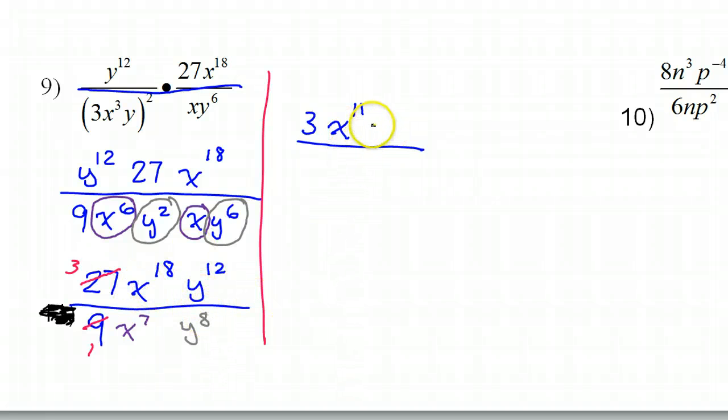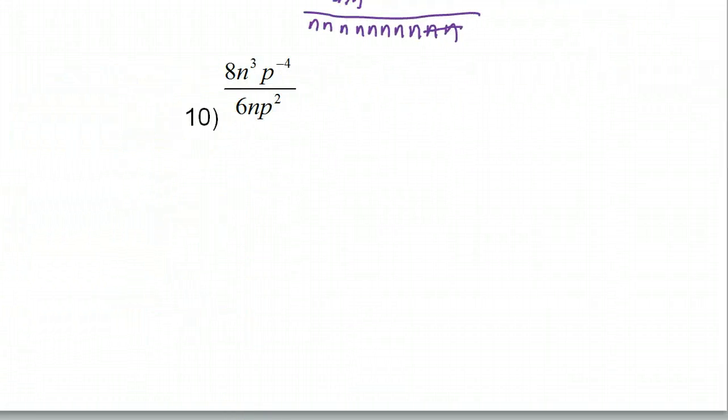Similarly with the y's, I'm going to have y to the 4th power in the top. Again, picture 12 y's and 8 y's. These 8 y's are going to cancel out 8 of these y's, leaving behind 4 y's. Since everything's in the top, I don't really need anything in the bottom. So this is my final answer for number 9. Okay. Number 10.